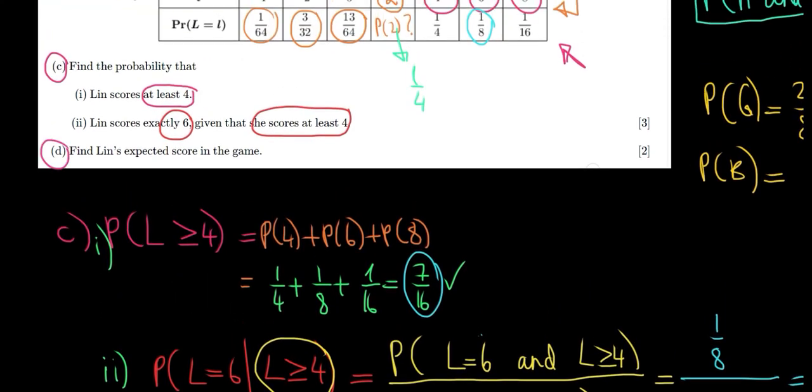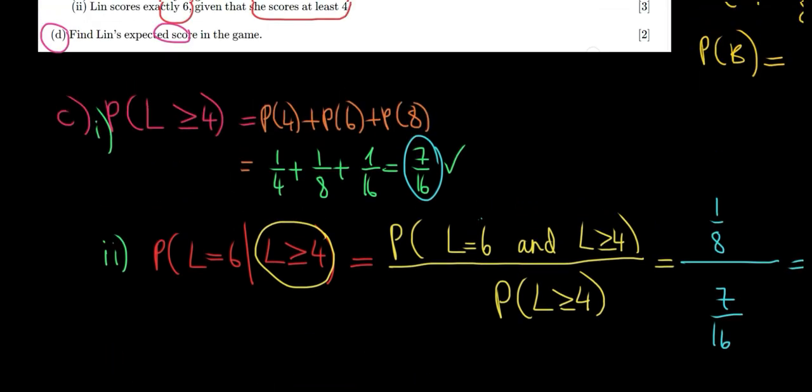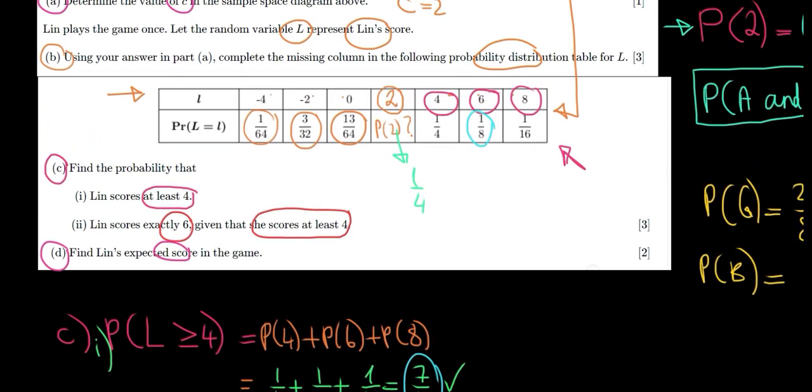We have over here, find Lynn's expected score in the game. So the expected score is the same as the expected value, right? I'm gonna say expected score, which is the expected value of the game Lynn plays, so EV of L. When it comes to expected values in such probability distribution functions, we are going to take the outcome multiplied with its corresponding probability, and we're gonna do that for each one in part and add them up.